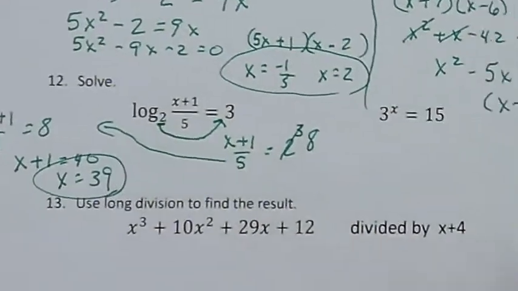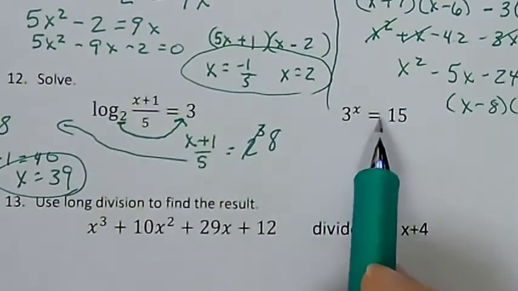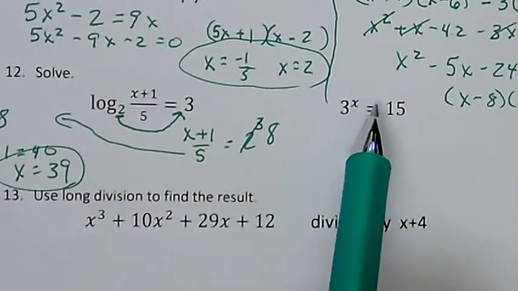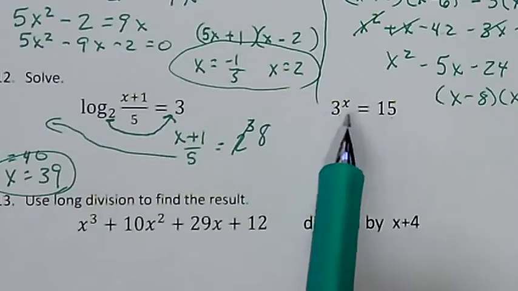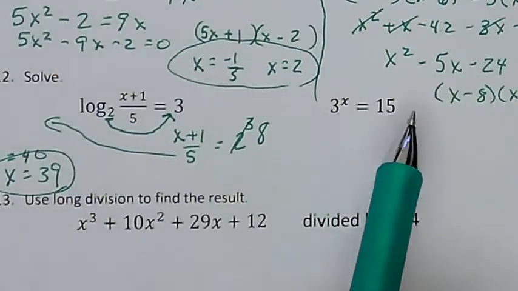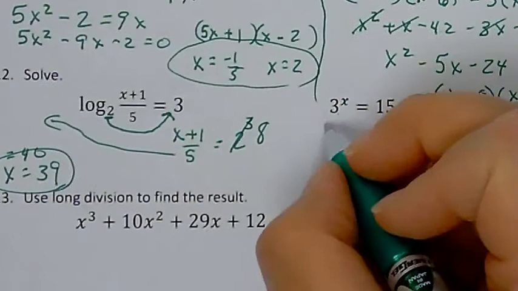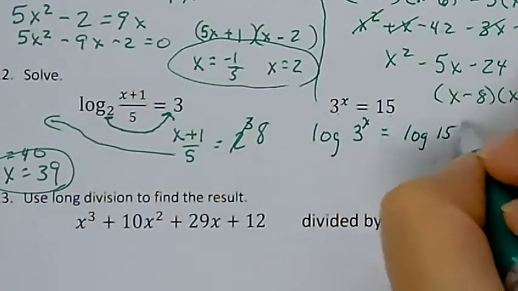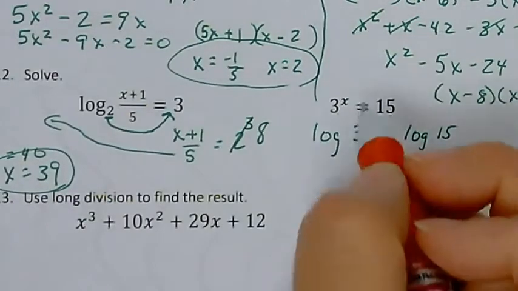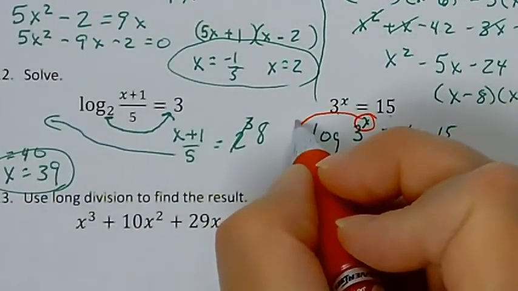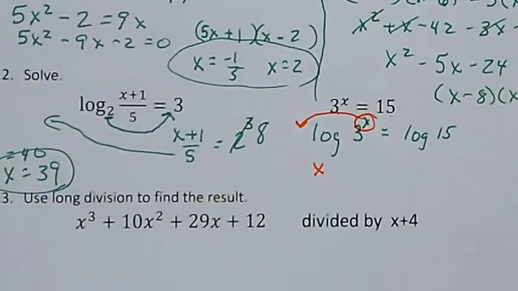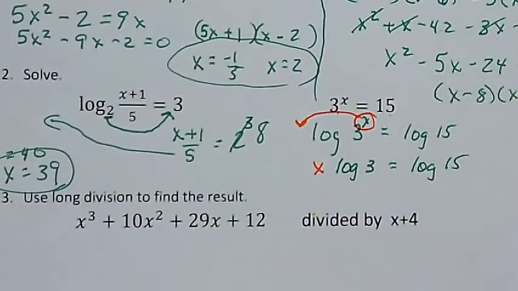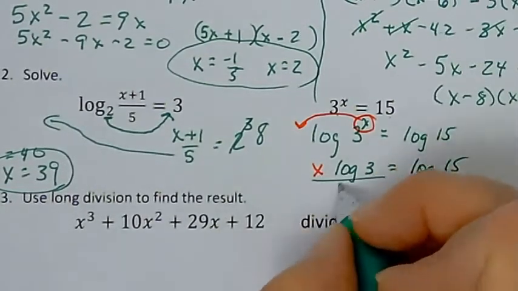The next one starts off as an exponent, so the way that I'm going to have to solve it is by logging both sides. I know that 3 to the first is 3, 3 to the second is 9, 3 to the third is 27, so it's going to be 2 point something. So I'm going to start off by logging both sides. And now that I've logged, this x can move to the front and become the coefficient. So I have x log 3 equals log 15. And then to get x by itself, I'm going to divide both sides by log 3.